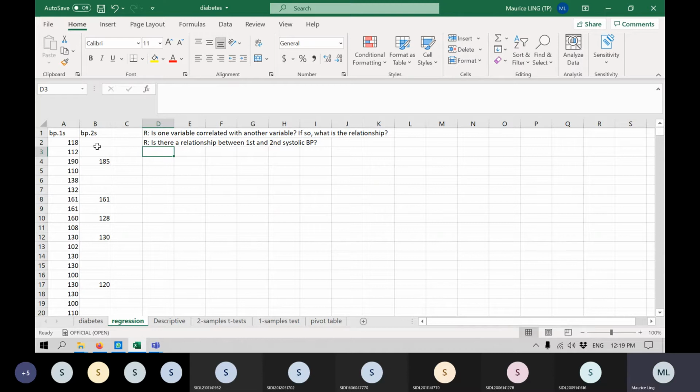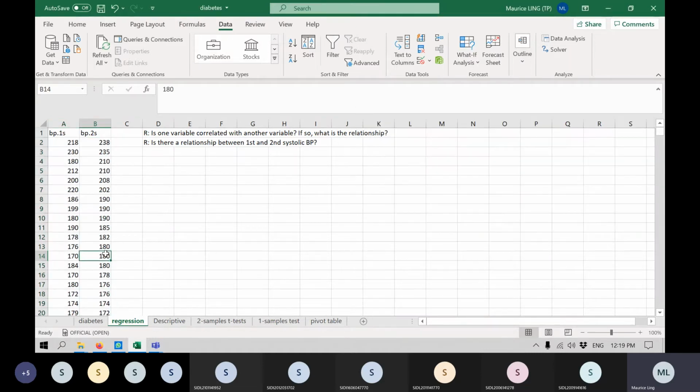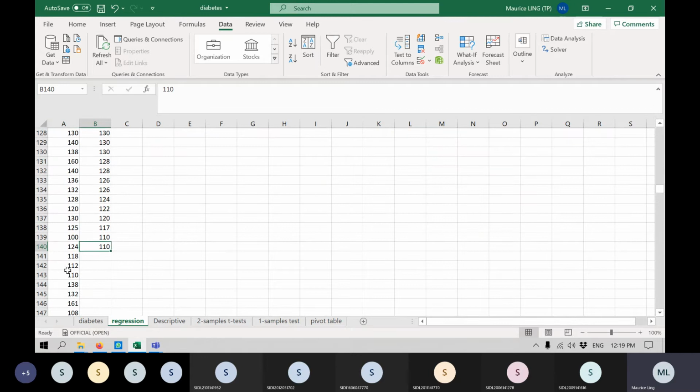In order to proceed, you have to remove all these empty gaps, those without the second blood pressure. So let's just do a sort. We sort by second blood pressure from largest to smallest, and we go all the way to the bottom. The rest we can remove, as they do not have the systolic blood pressure.